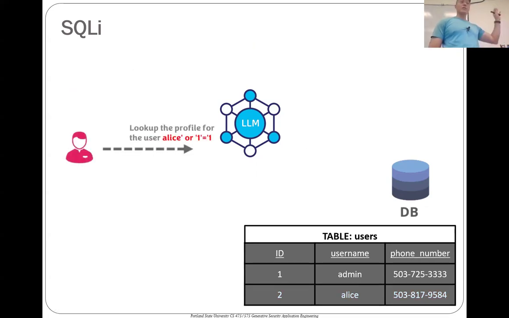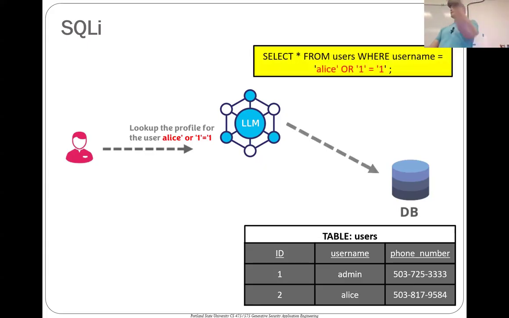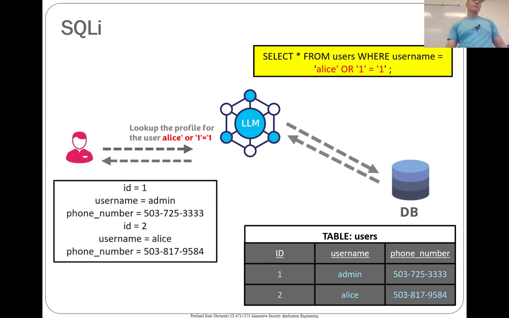And then the adversary is like, look up Alice, or 1 is equal to 1, which was your SQLite MCP exercise. And then this goes straight into the string, and this comes back with all the users in this particular case.